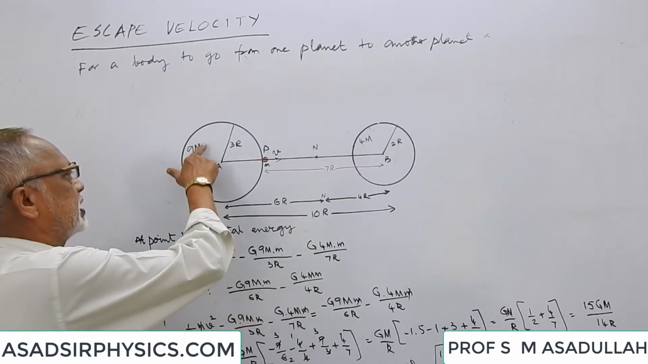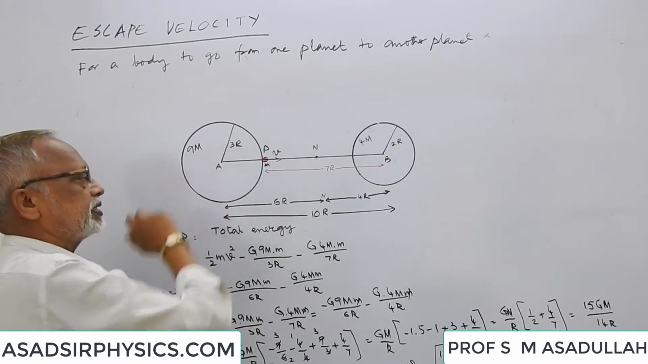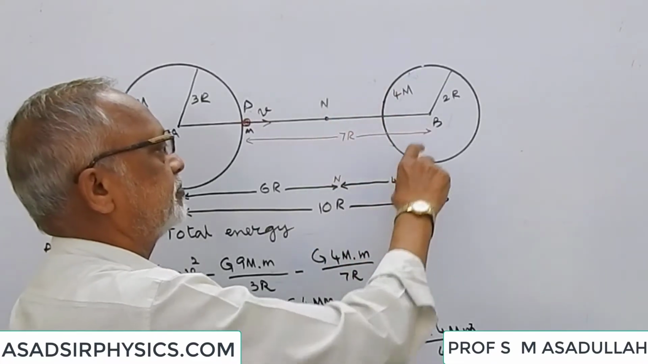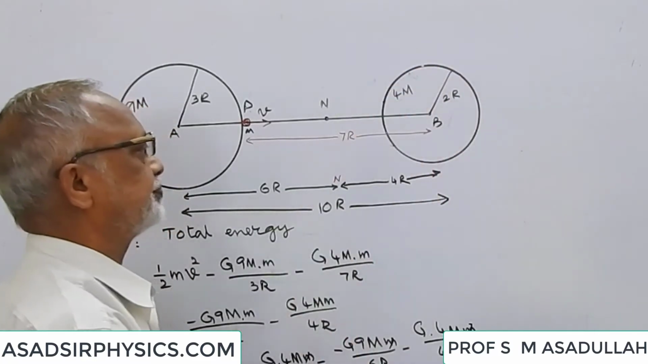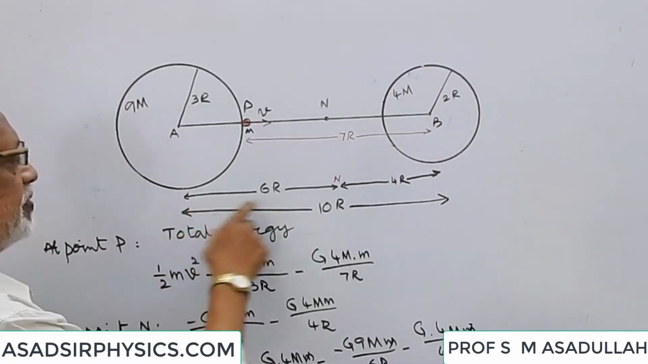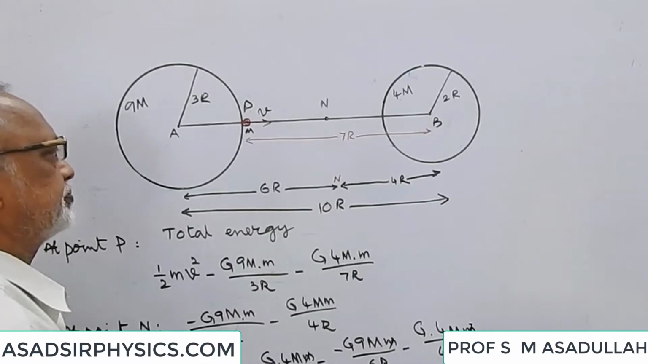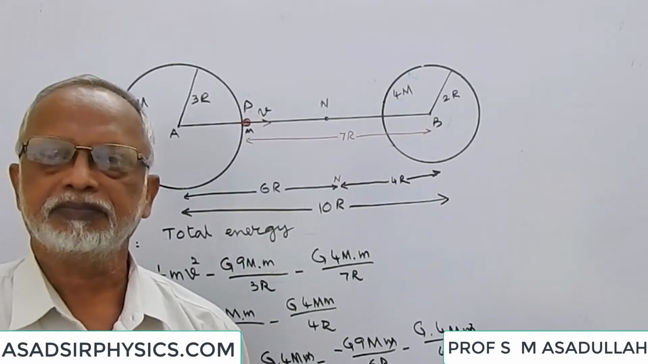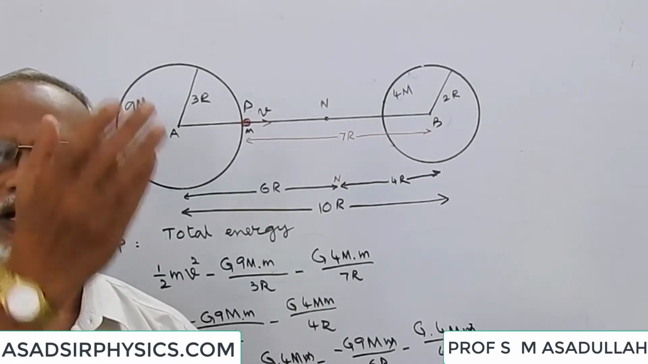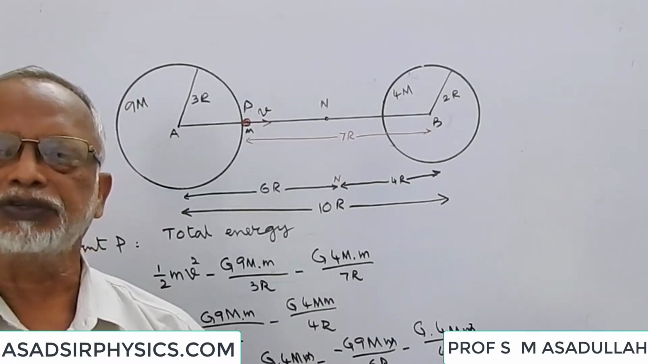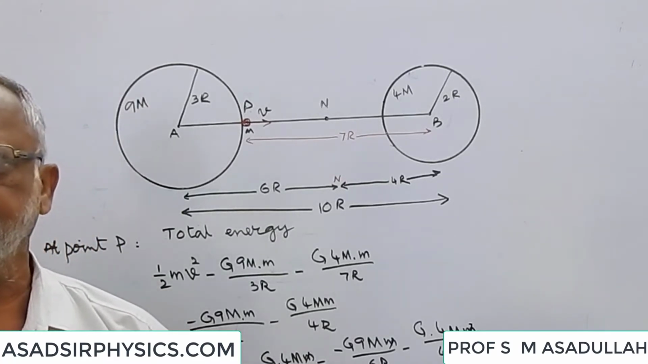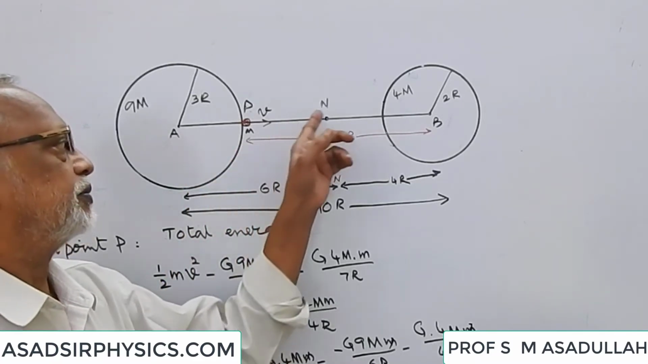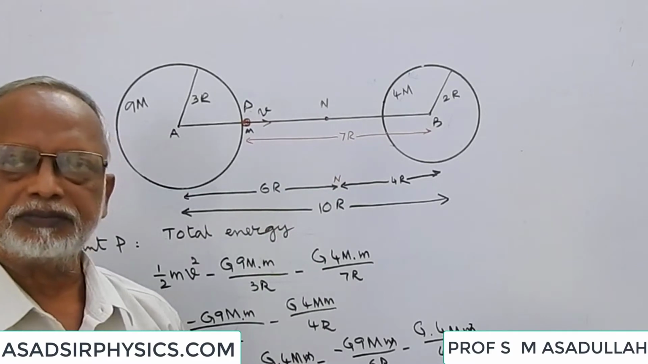A has a mass 9m, radius 3r. B has a mass 4m, radius 2r. Suppose the distance between their centers is 10r. We want to project a body of mass small m from planet A to planet B. What should be the velocity required? The velocity required should be sufficient to reach the neutral point.